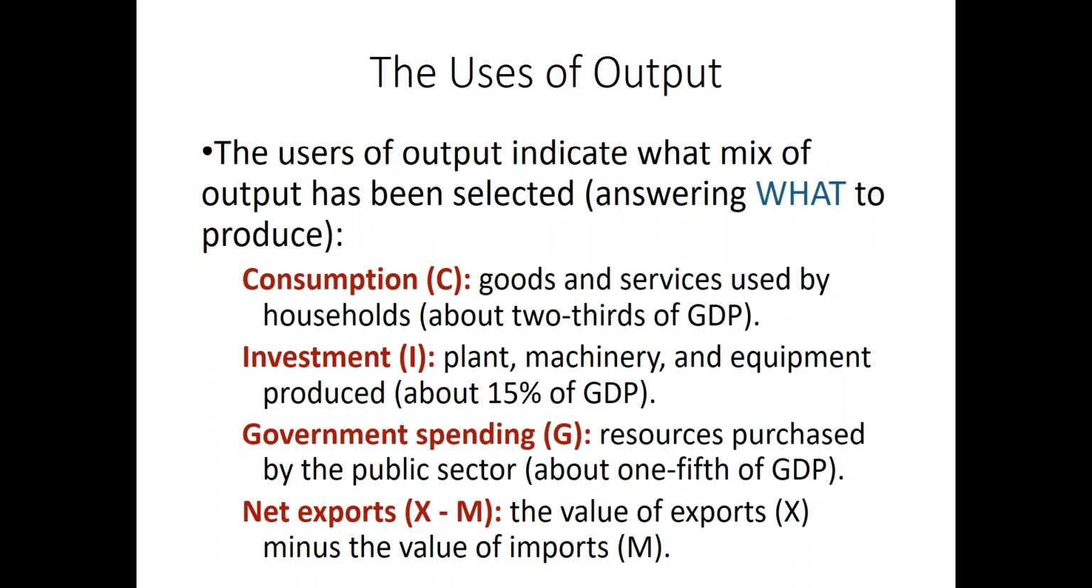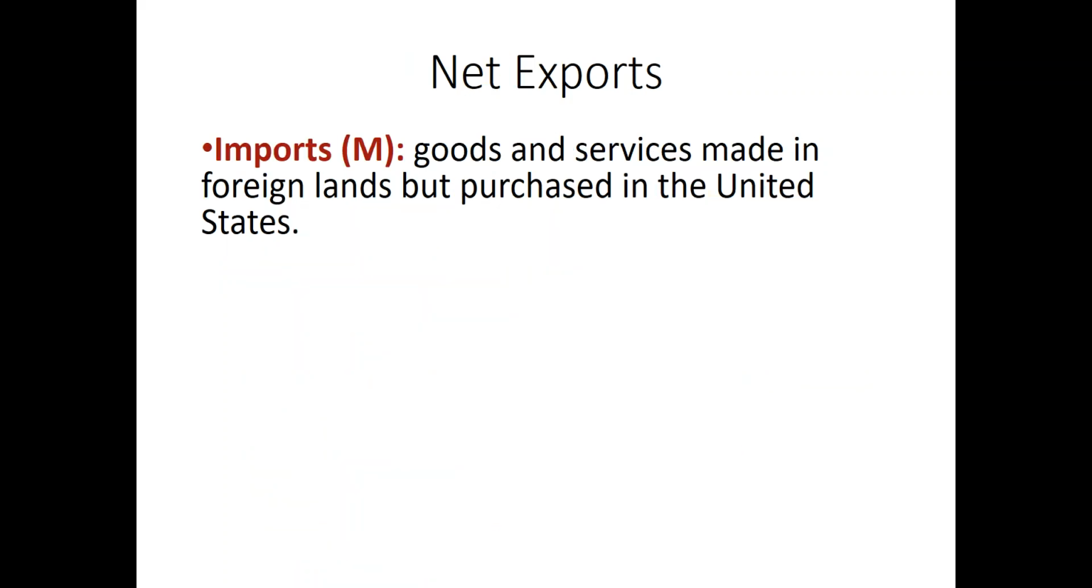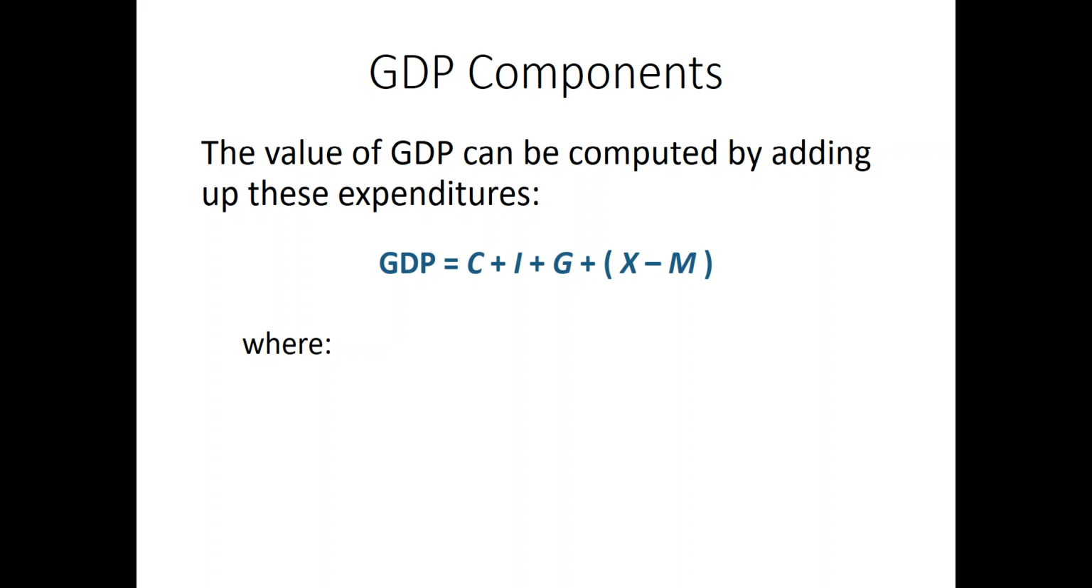Now after we look at the four components, we put them together, and you will find what we get is our GDP. Our GDP is equal to consumption plus investment plus government expenditures plus export minus import. That is how we calculate the GDP.